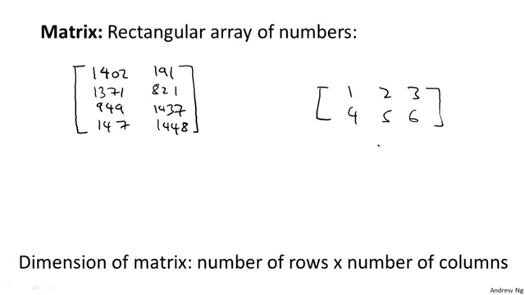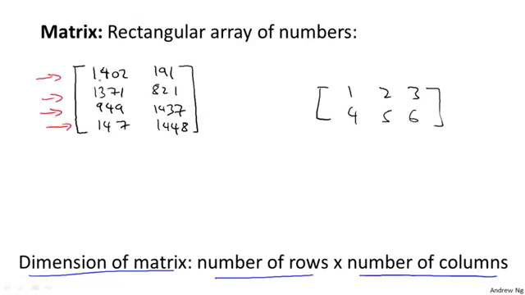And the other piece of terminology we need is that the dimension of the matrix is going to be written as the number of rows times the number of columns in the matrix. So concretely, this example on the left has 1, 2, 3, 4 rows, and it has 2 columns. And so this example on the left, I'm going to say this is a 4 by 2 matrix. Okay? This is number of rows by number of columns. So 4 rows, 2 columns.